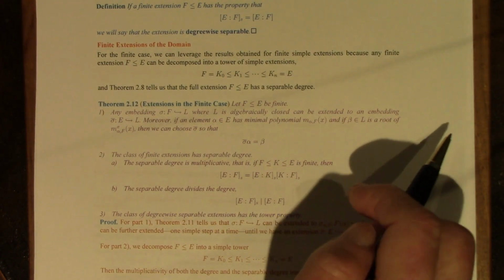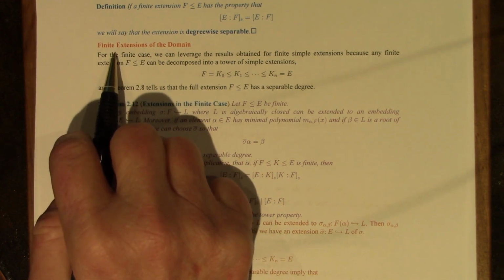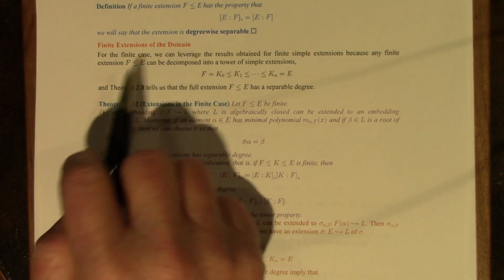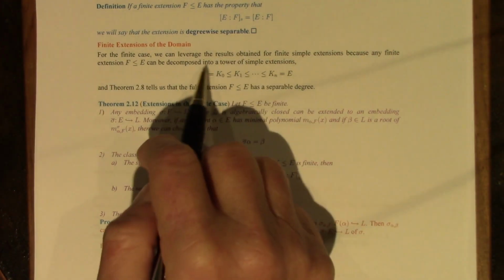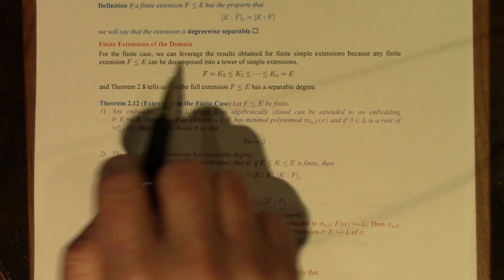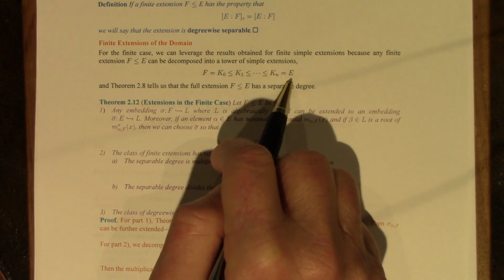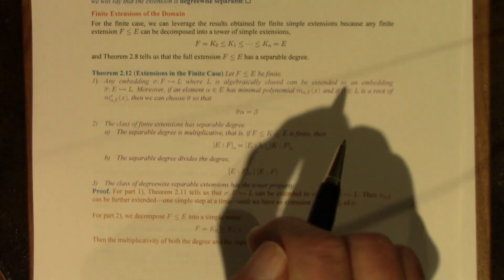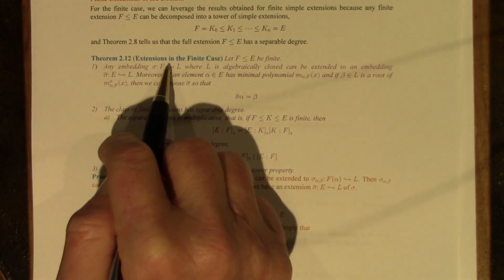Let us now examine extensions in the finite case, finite extensions of the domain. Frankly, there's not much to do because we can leverage the results on finite simple extensions. Any finite extension E over F can be decomposed into a simple tower, a tower of simple extensions. And so the theorem we just discussed gives us the following.